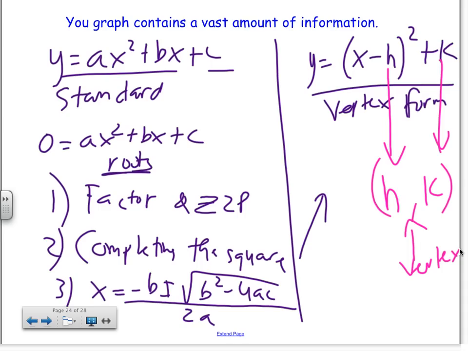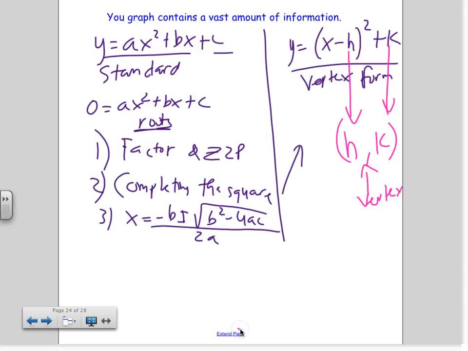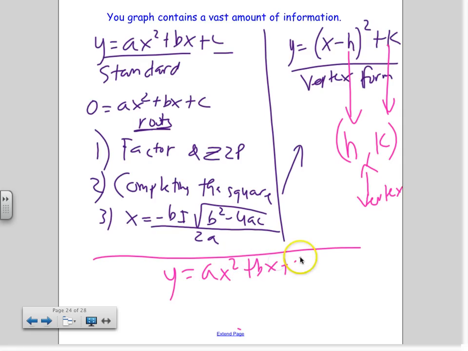What's the h? It's any value. But that h makes up the x component of your vertex, and k will make up the y component of your vertex. So if it's written in vertex form, you can extract the vertex that way. If I give you the standard form, then to find the vertex you have to go through this process to find the x component. Or, if you don't want to, you can complete the square to put it in vertex form.